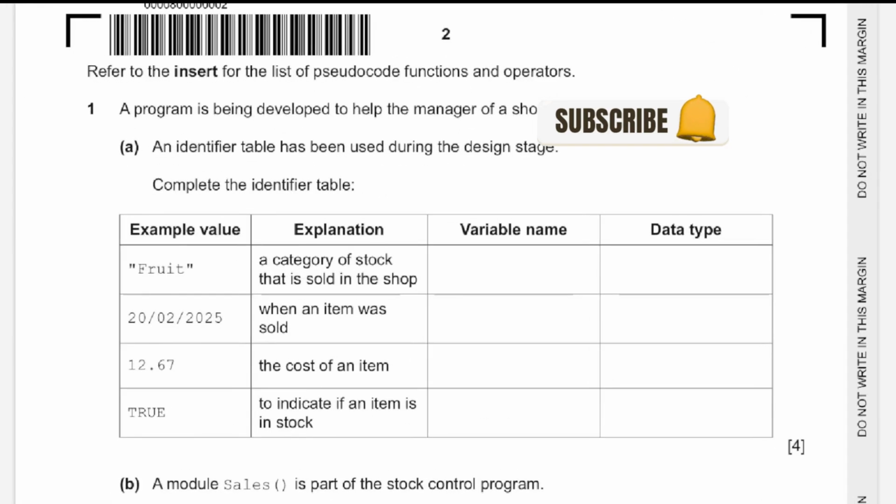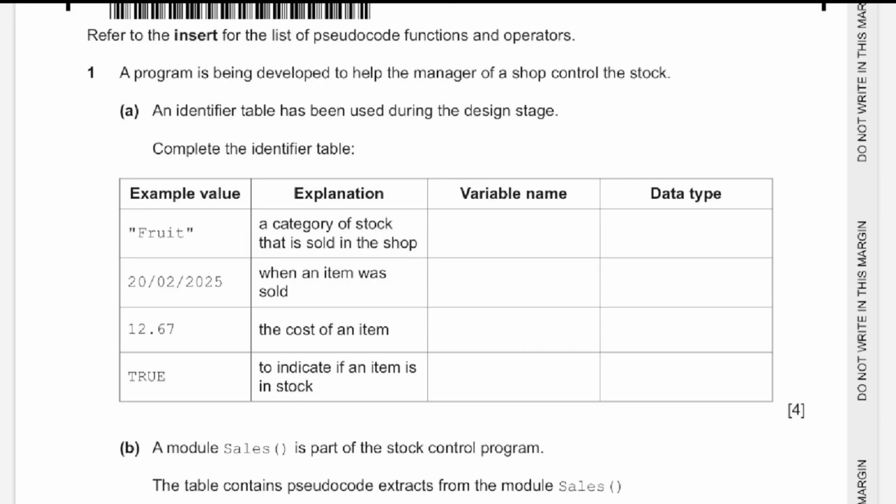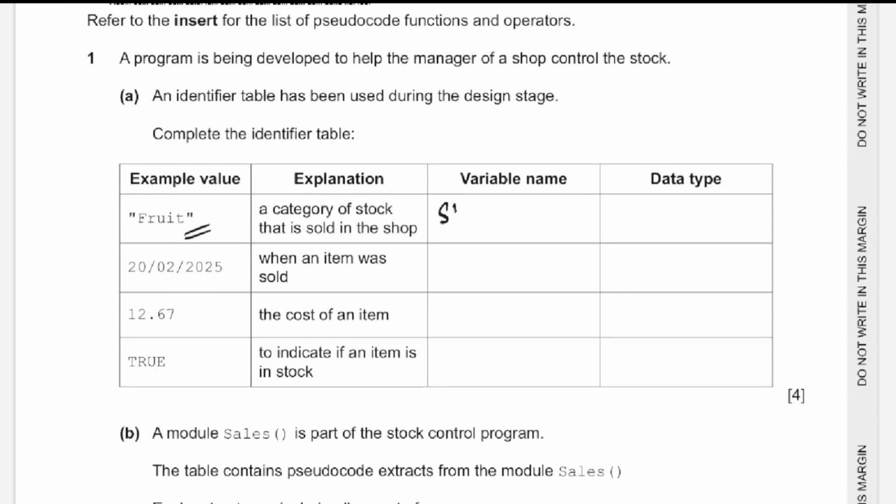Question number 1. The program is being developed to help the manager of a shop control the stock. An identifier table has been used during the design stage. Complete the identifier table. So the data example value is this. Category of the stock that is sold in the shop. So it can be stock category. Alright, and the data type is string. Second is when an item was sold. So it is date sold.